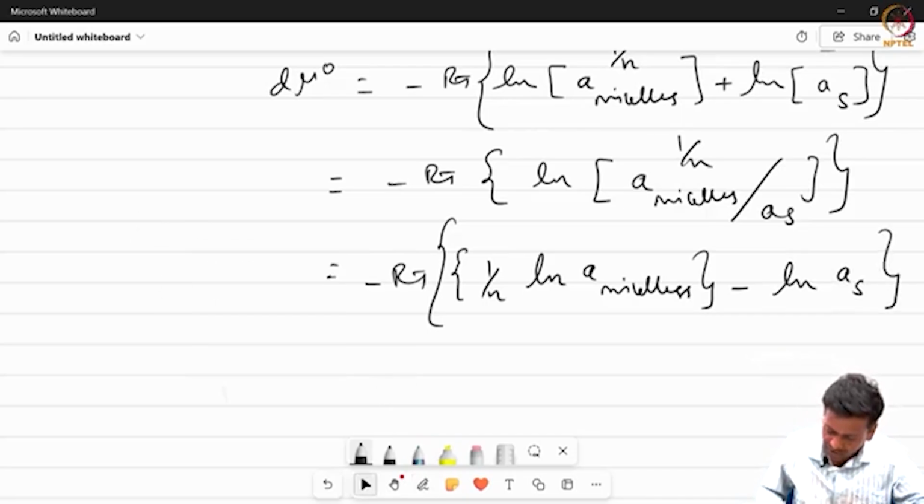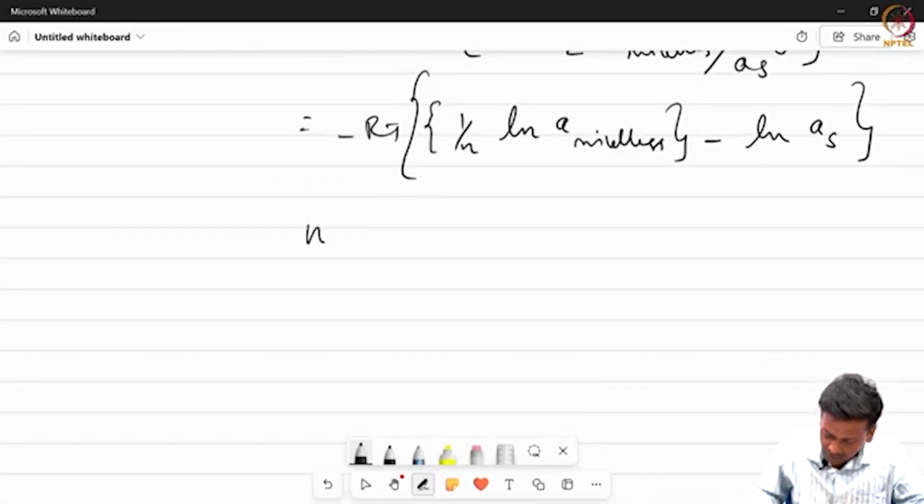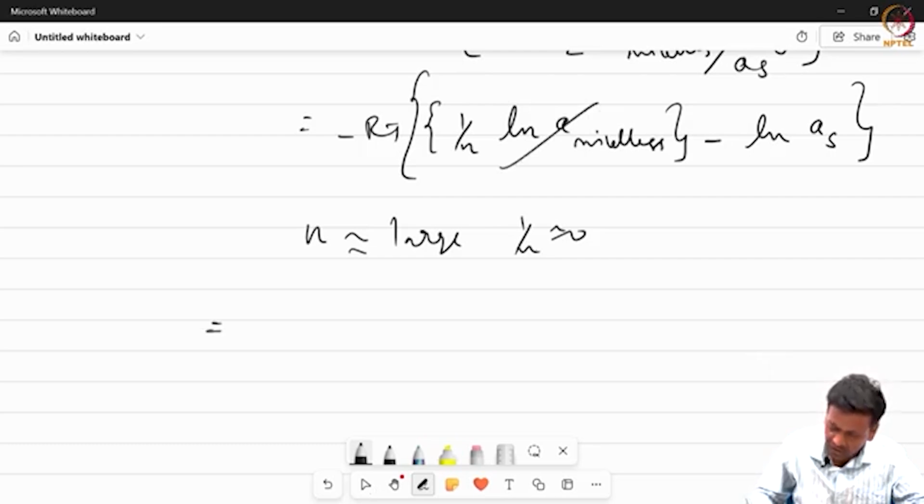If n is the number of monomers, usually very large, then we can say that 1 by n will be negligible. In that way, we get rid of this term, and what we will have is simply RT ln a_S. This is what we will have.